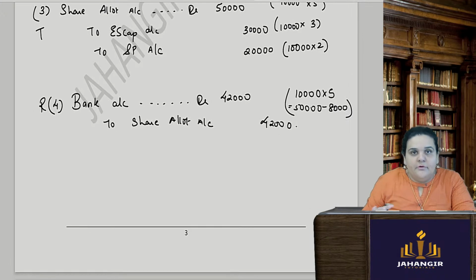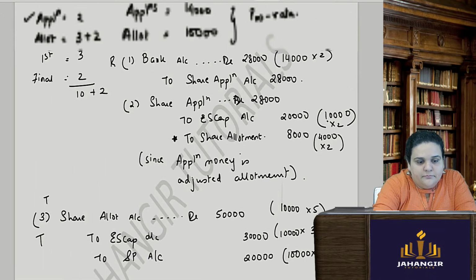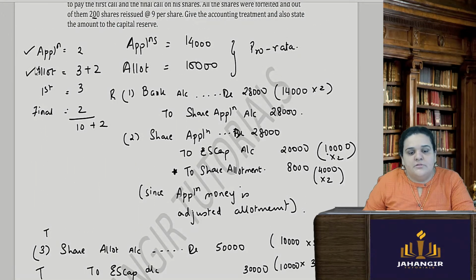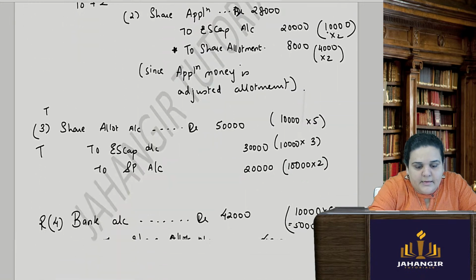Now allotment stage is over. Application stage is also over. I had to show you all this most important thing, this excess money adjusted with share allotment. Now first call and final call, important ones. Okay, now what is happening in my first call?